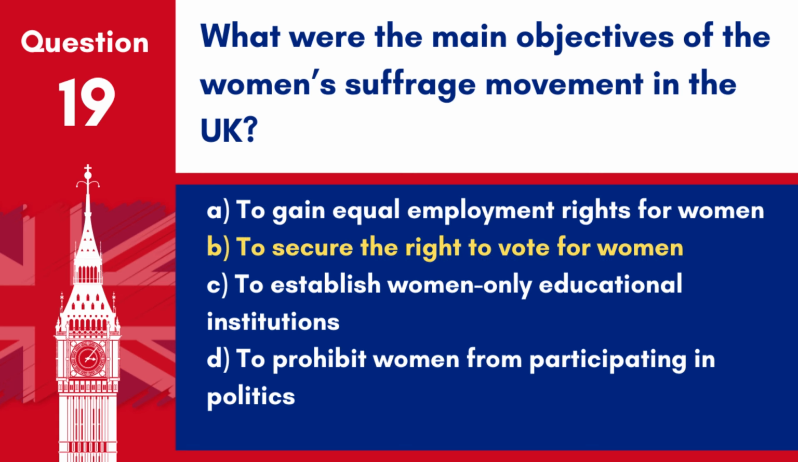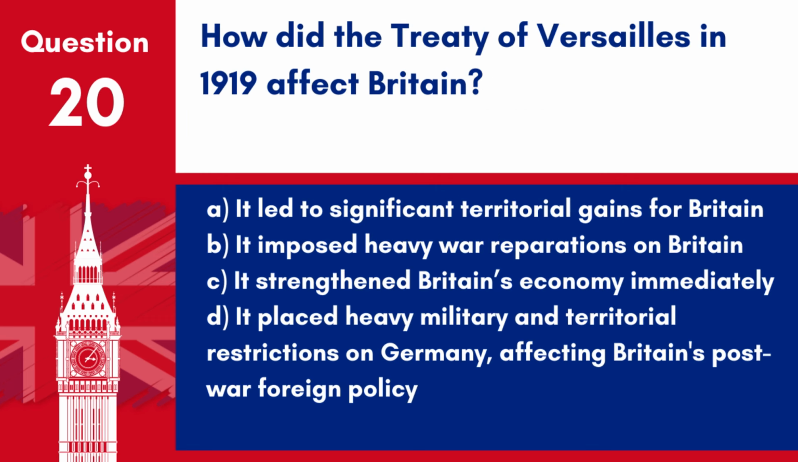Answer: B. To secure the right to vote for women. The main objective of the women's suffrage movement in the UK was to secure electoral rights for women, a goal that was progressively achieved through persistent activism and legislative changes. Question 20. How did the Treaty of Versailles in 1919 affect Britain?